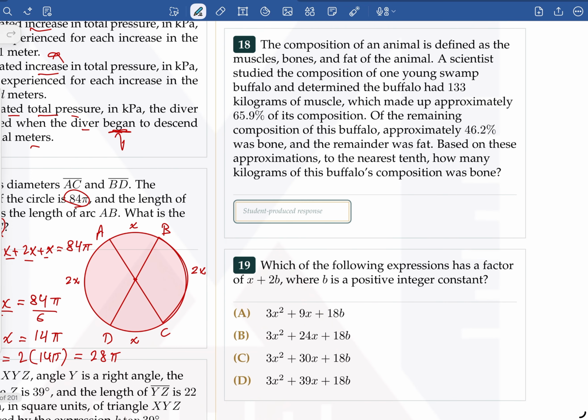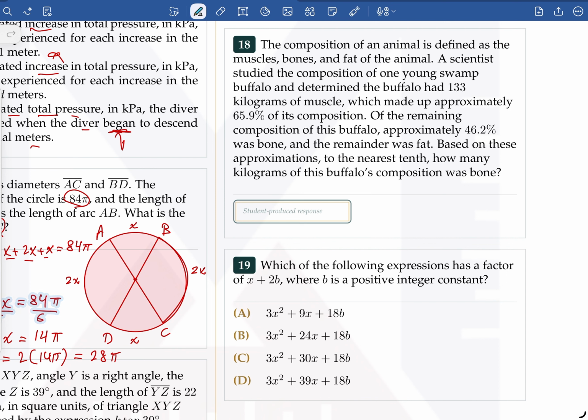Now question 18. The composition of an animal is defined as the muscles, bones, and fat of the animal. A scientist studied the composition of one young swamp buffalo and determined the buffalo had 133 kilograms of muscle, which made up approximately 65.9% of its composition. Of the remaining composition of this buffalo, approximately 46.2% was bone, and the remainder was fat. Based on these approximations to the nearest tenth, how many kilograms of this buffalo's composition was bone?